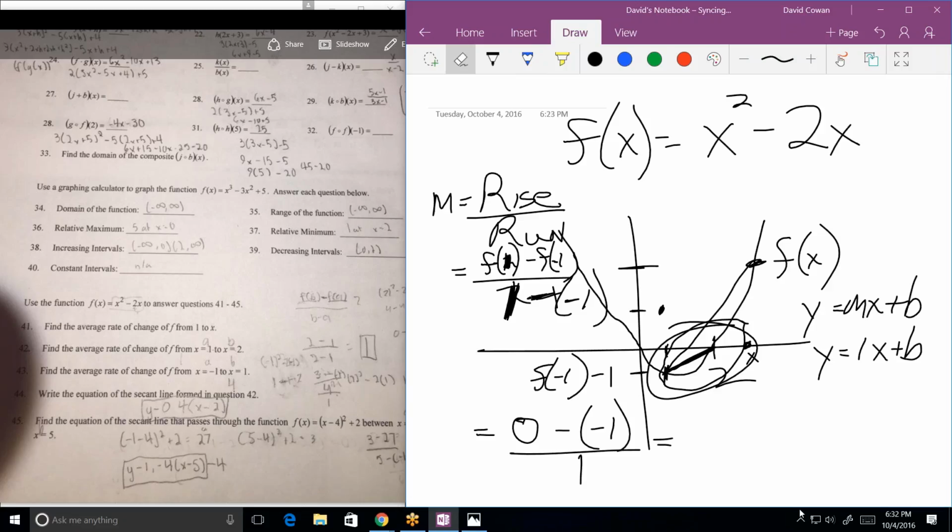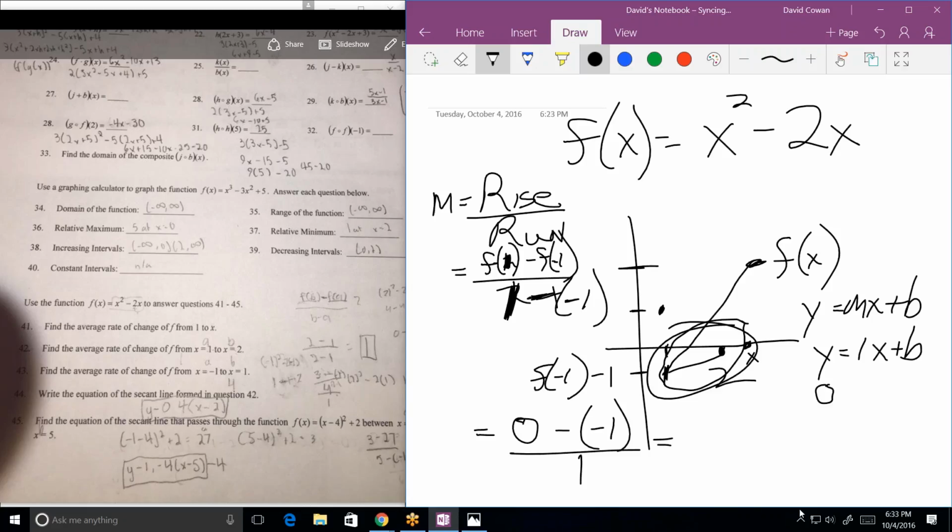Well, what point can I plug in for y and x such that it will allow me to solve for b? How about 2 for x, 0 for y? That's that point right there. It goes through my x-axis. I know it's where x is 2 and y is 0.